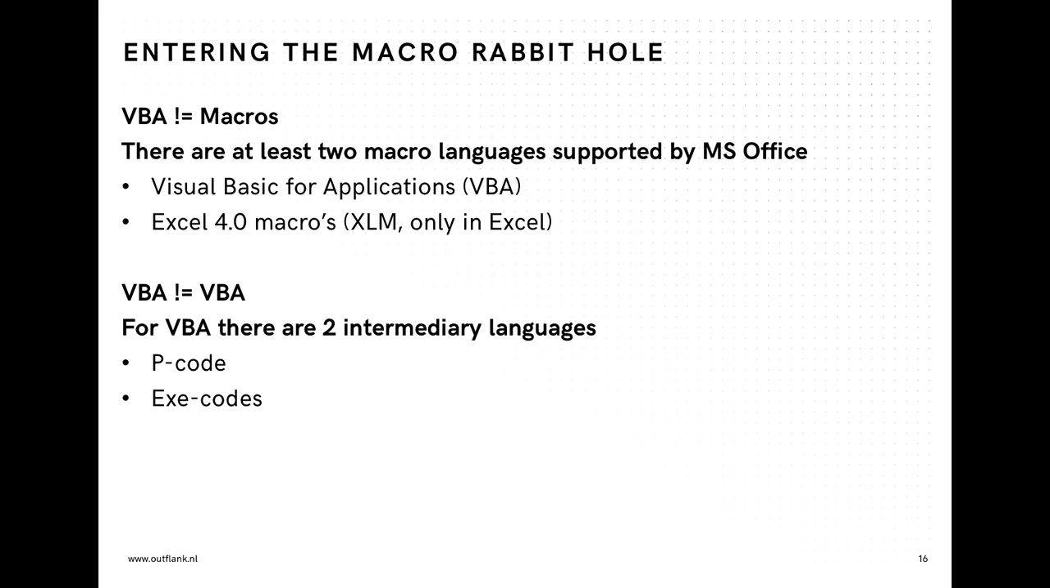But XLM macros are processed within Excel.exe itself. It's not a separate engine, it's within the exe of Excel. So that will be really hard to get rid of in your environment. And then VBA is not VBA. There is stuff happening under the hood. There are intermediary languages under the hood of VBA, P-code and Xcode. I will not go into Xcode, but P-code we will dive into in a few minutes, which is really interesting as well. So that is what we are going to do in the next 20 minutes.